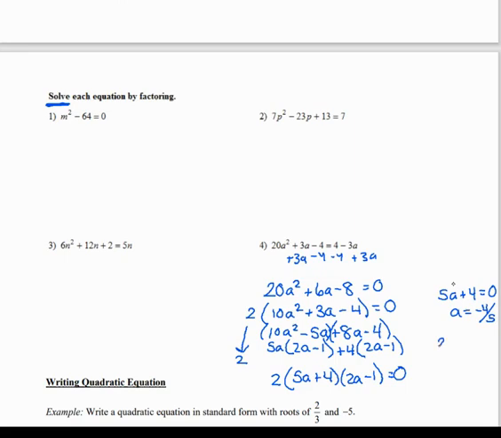The second one, 2a minus 1 equals 0. I'm going to add 1 and divide by 2. That gives me 1/2. So my zeros, or my solutions, are negative 4/5 and positive 1/2. And notice that's not an ordered pair combined. That's in set notation. Okay? So recall all your factoring rules and try numbers 1, 2, and 3.